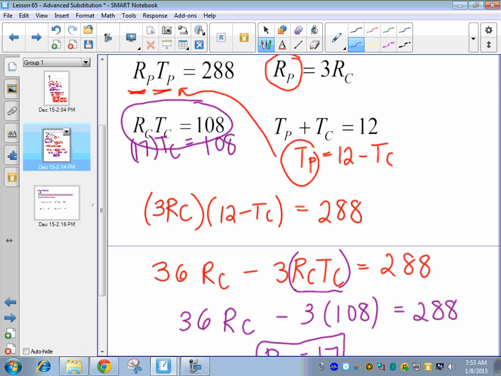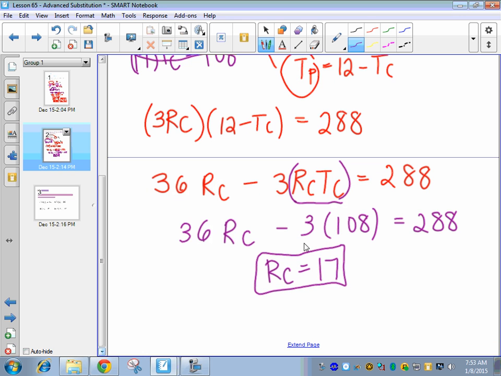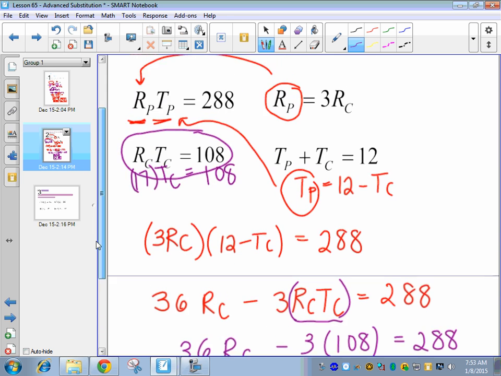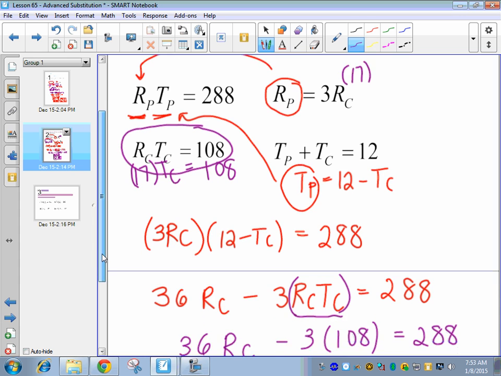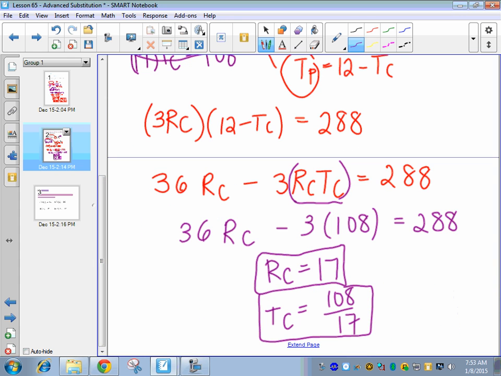Okay, this one does not turn out nice, I don't think. TC. Okay, what we end up with is 108 over 17. Does that reduce? It does not reduce, so we get that lovely fraction. Okay. And what else do we know? Let's see, RP we can find because we know RC is 17. So what's RP going to be equal to? Okay, 51.